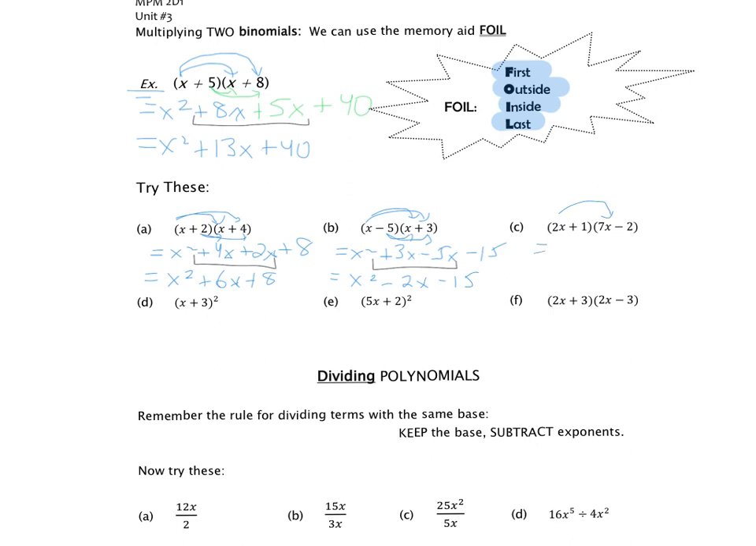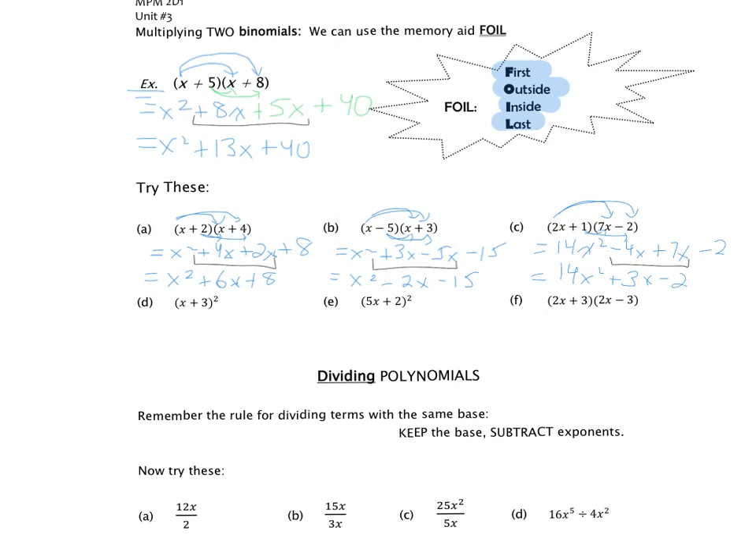The next one. So we have 2x times 7x gives me 14, because I have x times x, I get x squared. Then I have 2x times negative 2, which gives me negative 4x. I have 1 times 7x, which gives me positive 7x. And then I get 1 times negative 2, which gives me negative 2. So I have 14x squared plus, if I put these like terms together, I get plus 3x minus 2.